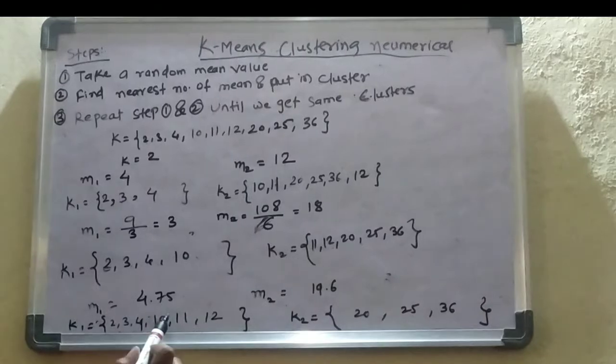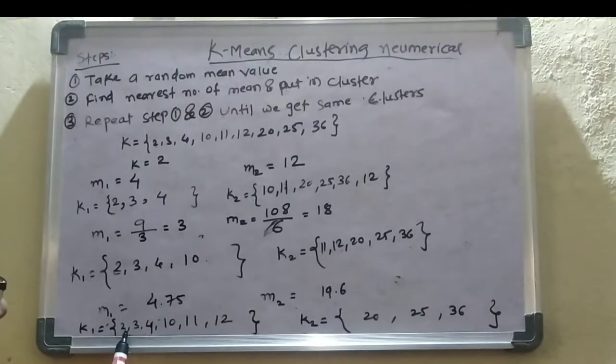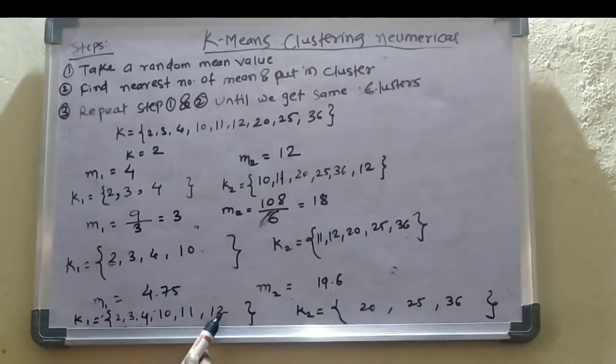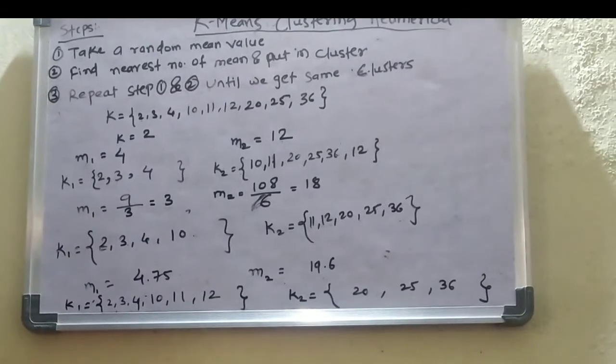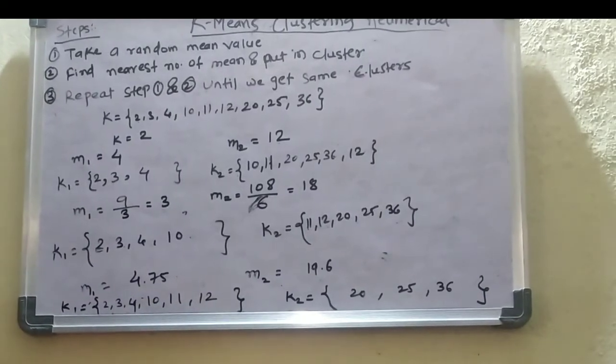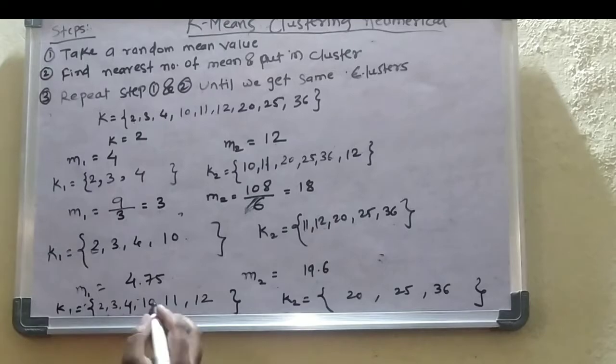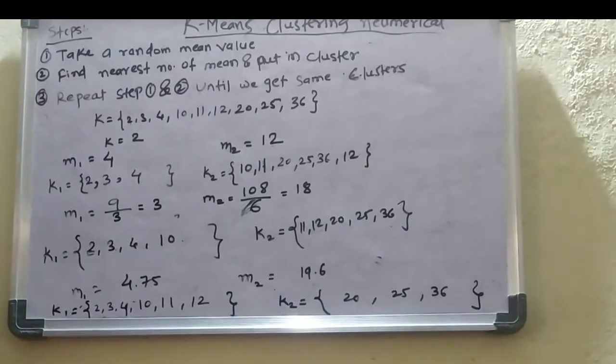The new clusters that we got from the previous means contain 2, 3, 4, 10, 11 and 12 in one cluster. So these two clusters are again different, and here we can't stop. We have to calculate the new means and continue the process.